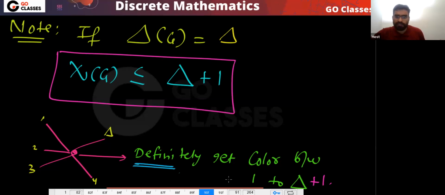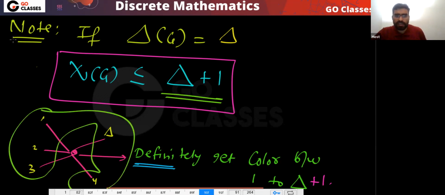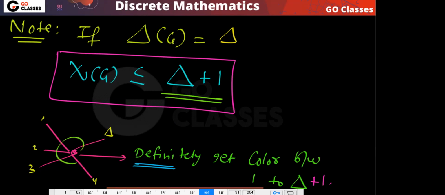So definitely it will get a color between 1 to delta plus 1. Any vertex you take will get a color between 1 to delta plus 1. In the worst case, these vertices can have delta, then this vertex will have delta plus 1. To how many people is this clear? Let me know. Is this clear to everyone?